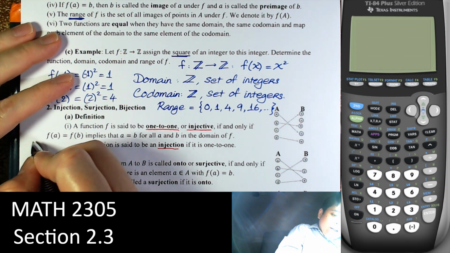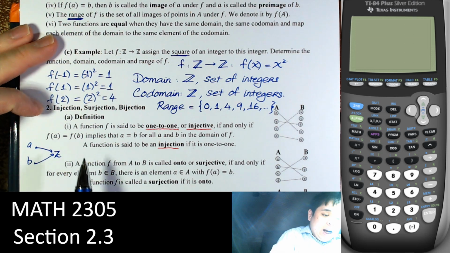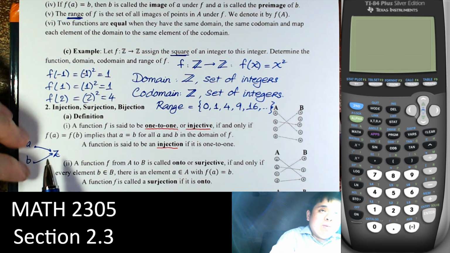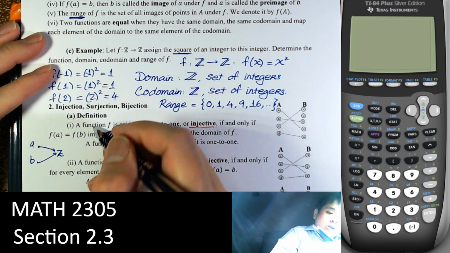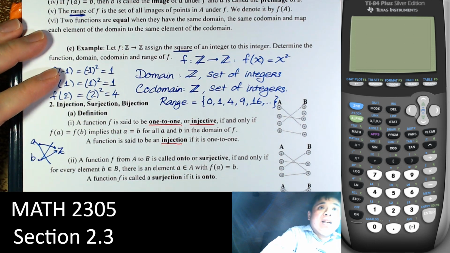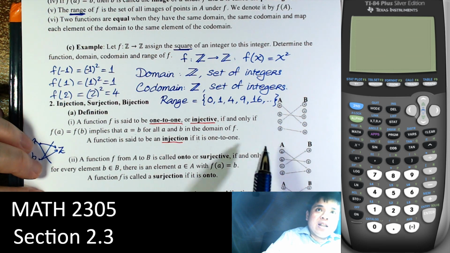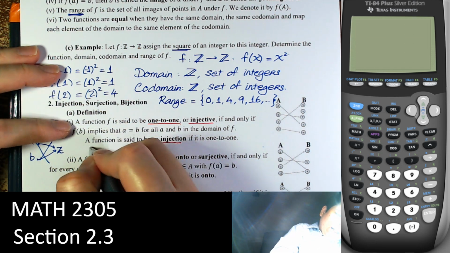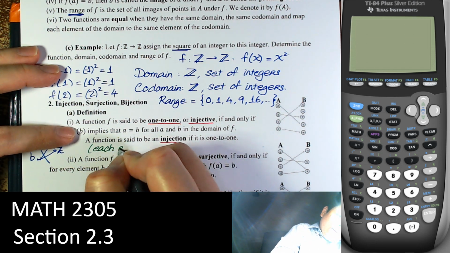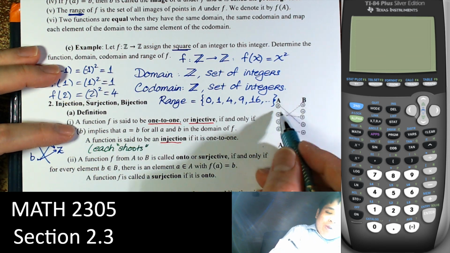Let's say there's a and there's b. If both of them shoot into the same target, in that case, if f(a) = f(b), then a has to be equal to b. This is different: a and b are different, they cannot shoot at the same target. So an injection cannot be that. Injection is one-to-one, so each one of them shoots at a different target, like shooting an arrow.